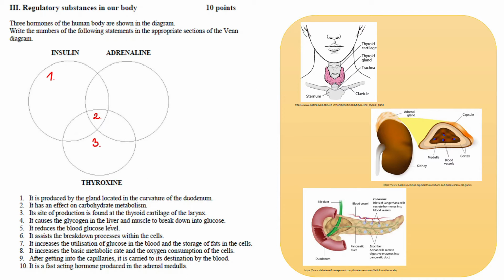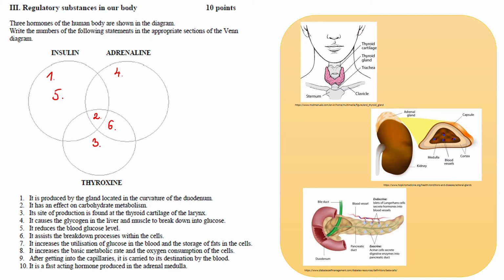It causes the glycogen in the liver and muscle to break down into glucose. That's going to be adrenaline. Okay, it reduces the blood glucose level. We have discussed that comes here. It's insulin. It assists the breakdown processes within the cells. Now, adrenaline definitely, and thyroxine as well. So number 6 will belong to this part.